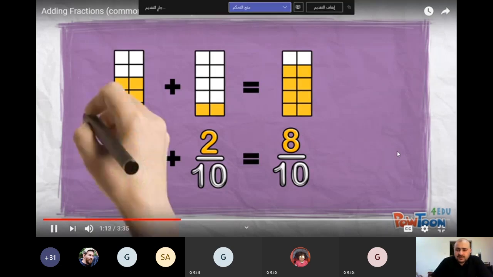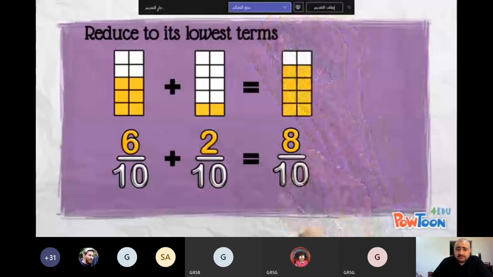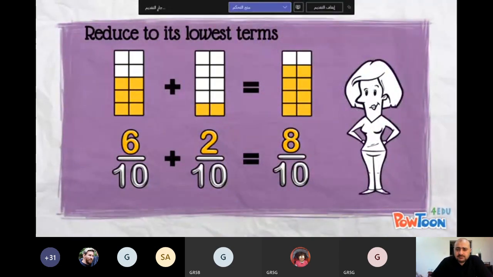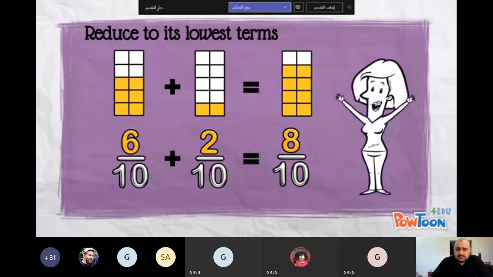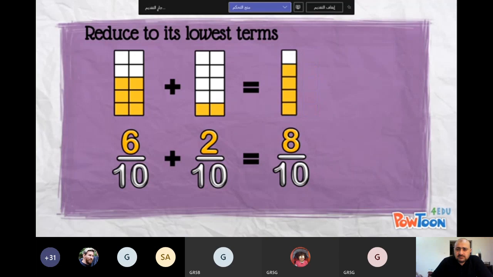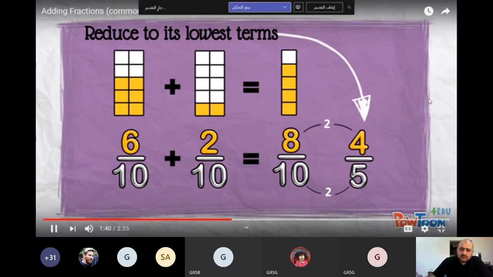But then I can say to you, I want you to reduce your fraction to its lowest terms. If you've watched my other films on fractions so far, you'll say to yourself, I know what to do here. 8 and 10 are both even numbers, so they can be divided by 2. I can simplify this fraction. And when you divide top and bottom by 2, you get 4 over 5. That is a simplified fraction. It is now reduced to its lowest terms.